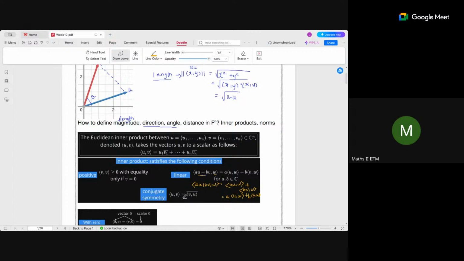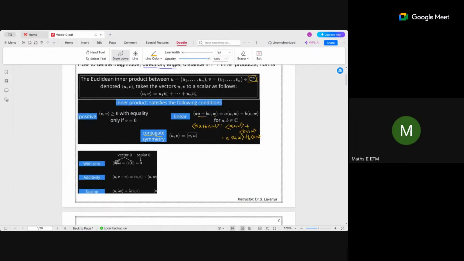The next thing is conjugate symmetry. Conjugate symmetry means the inner product of u comma v is the inner product of v comma u, whole bar. You have a bar here. This is conjugate symmetry. Remember, all of this is for Cn. There are a few more things we can note. If one of the vectors is 0, then the inner product becomes 0. And additivity in the second variable holds. Just like we saw additivity for the first argument, we have additivity in the second argument as well.